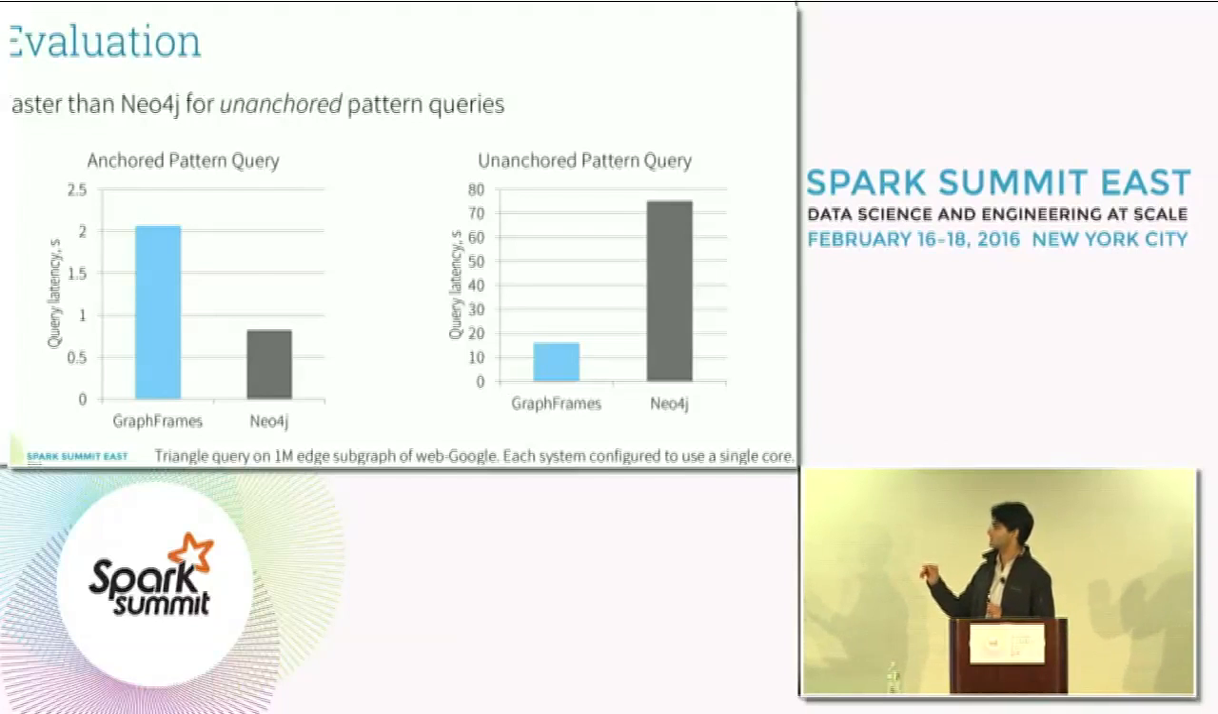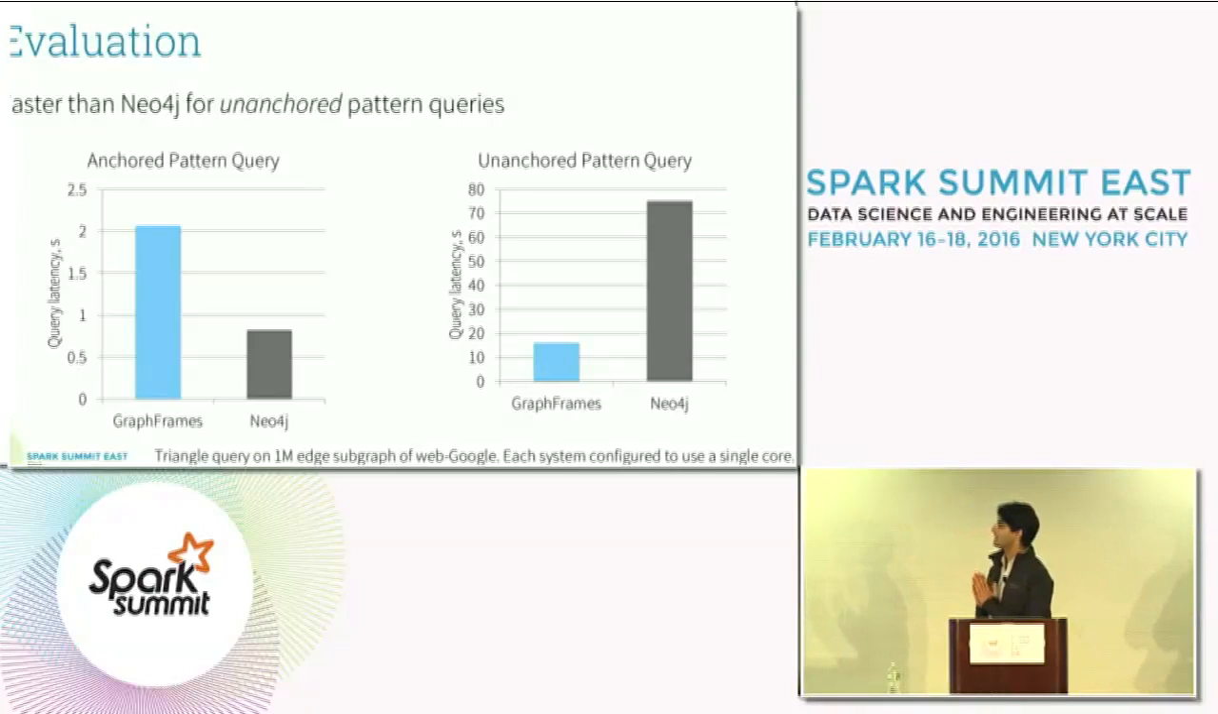But the point of this is just to show that on the left side here, there's this anchored query, which is the case that Neo4j is optimized for, and there they do beat us. Not surprising. So this is just a small graph with preliminary results, like I said. Here Neo4j is doing this in like half the time that we are, and this is just a simple triangle query on a smallish graph.